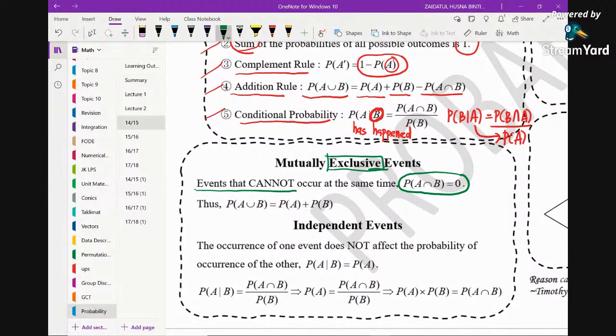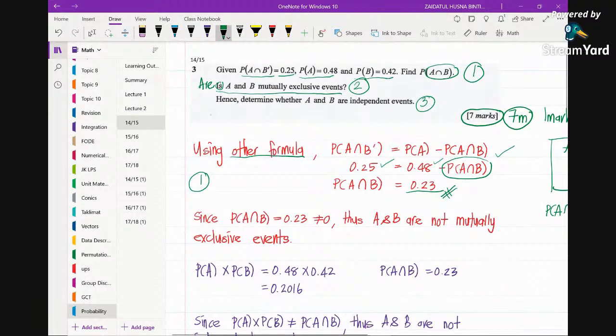Now let's come back to this question: are A and B mutually exclusive? Because we have got the probability of the intersection, you can see here that P(A intersect B) is equal to 0.23. So to answer the second part of the question, we can make a conclusion. Since P(A intersect B) is equal to 0.23, which is not equal to 0, thus A and B are not mutually exclusive. Why? Because if they are mutually exclusive, then the probability of A intersect B will be 0. That's the second part of the question.